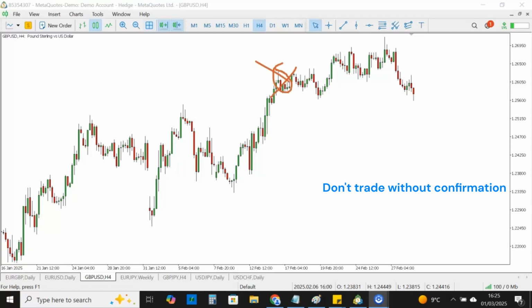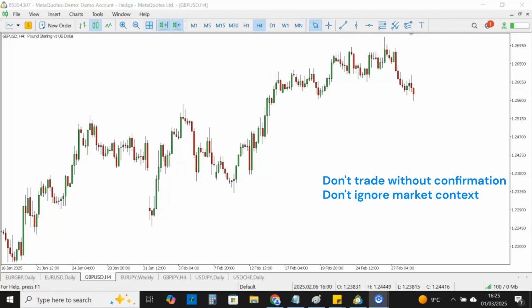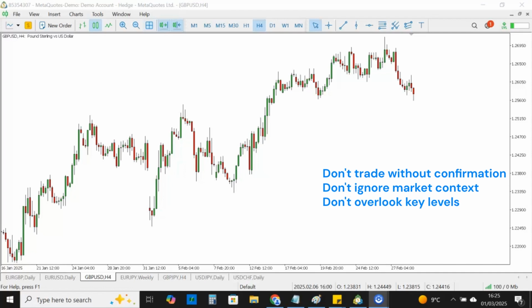Second one would be ignoring the market context. So if it's a choppy and sideways market, there's not much significance there, to be honest. If you overlook key levels, so it's far more effective, like I said, if it forms at resistance, or if it's a dragonfly and it forms at support.